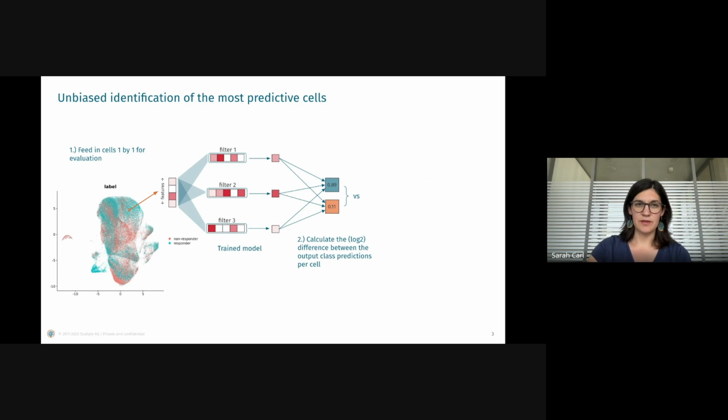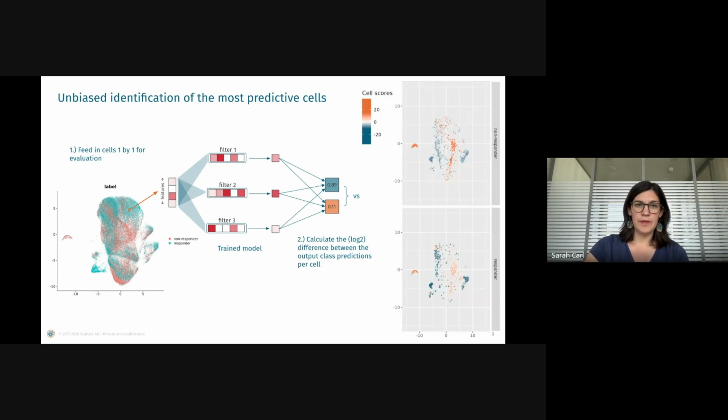Now, instead of a matrix, we have a simple vector of input features per cell, and multiplying this vector by each set of filter weights gives one value indicating that cell's response to each filter. These values are fed through the same fully connected output layer to generate a probability score for each label class. Then we calculate the log difference between these probabilities, which gives a measure of how strongly predictive each cell is and in which direction. What's nice is that this metric incorporates information from all of the trained filters, so it can correctly assign high scores to cells from multiple different cell types or populations.